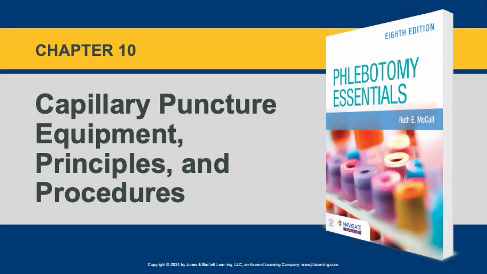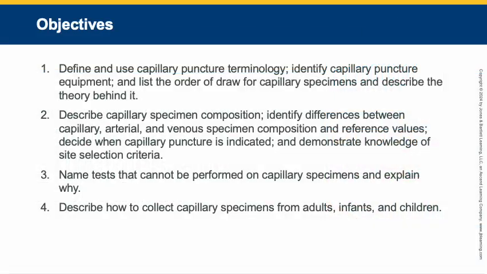Hey everybody, today we're going to discuss Chapter 10, which is capillary puncture, equipment, principles, and procedures. Looking at the objectives, there are 7 objectives for this chapter. Number 1, define and use capillary puncture terminology. Identify capillary puncture equipment and list the order of draw for capillary specimens and describe the theory behind it.